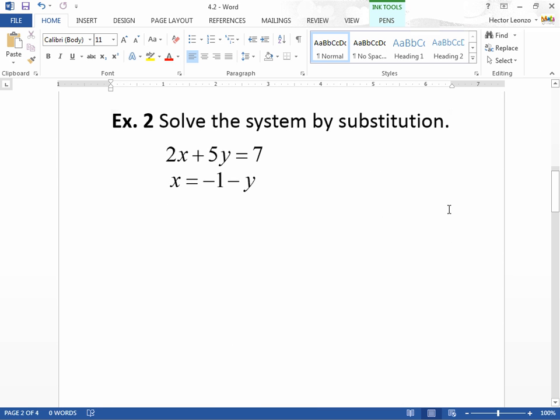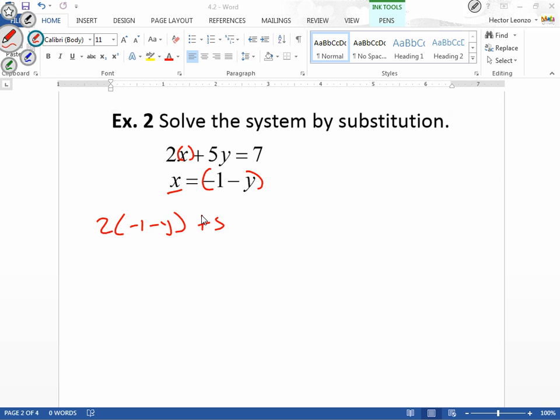Remember, one of the letters must be by itself. In this case, my second equation, x is by itself. So everything that x is equal to, I'm going to replace it for the x on the other equation. So I'm going to write 2, but instead of x, I'm going to write -1 minus y, and then plus 5y equals 7. Notice I have 2x plus 5y equals 7. It's just that I replace my x with -1 minus y.